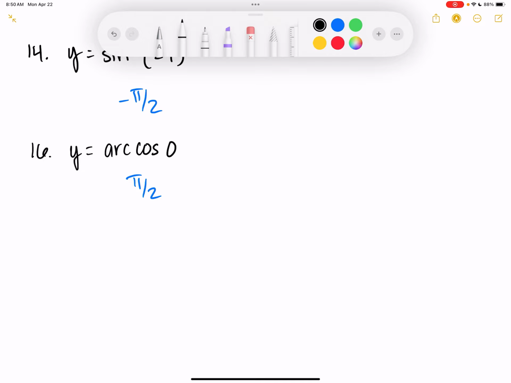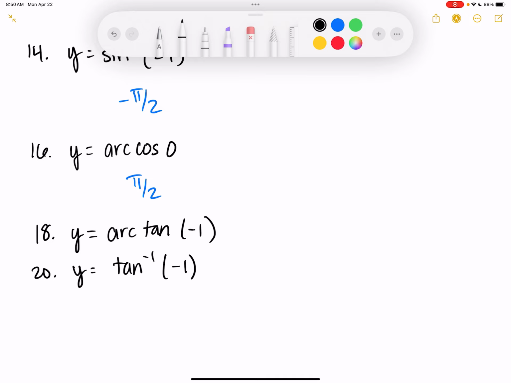18, y equals the arc tangent of -1. And I'm going to also point out that number 20 is y equals the inverse tangent of -1. These are going to have the same answer because they mean the same thing. So just for you to visually see that.